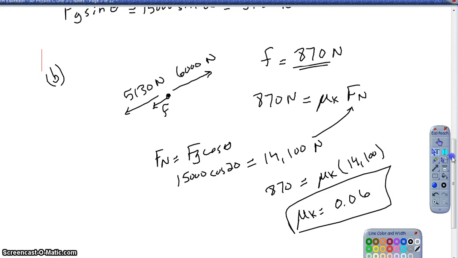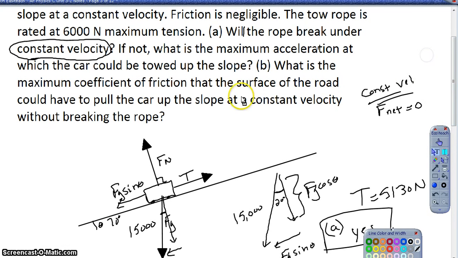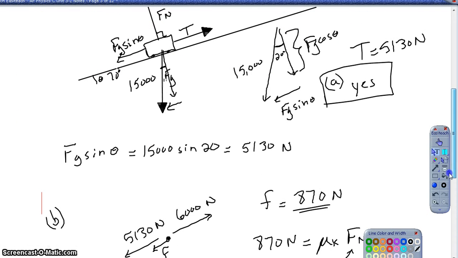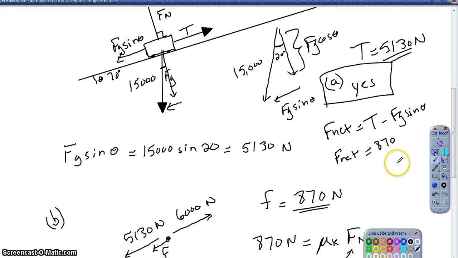I do realize here that I forgot to answer the rest of part A. Part A said if the rope will not break under the tension, what is the maximum acceleration that the car could be towed with? Well, if I know that it won't break, the maximum acceleration would come from the difference, because the net force would be my maximum tension minus the sine component of the force of gravity. So my net force would end up being that same 870 that I used for friction.